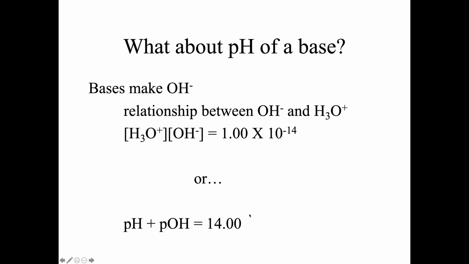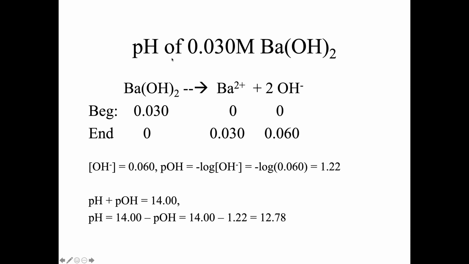So if it's a base, we want pH. So how do we do pH of a base? So let's go through it. So let's do pH of 0.03 molar barium hydroxide. So we start, same approach, balanced chemical equation. Barium hydroxide breaks into ions. We start with 0.030, nothing and nothing. We want to know what happens at the end. So the 0.030 becomes 0.030 barium, 1 to 1. 0.060 hydroxide because there's 2 hydroxides. So again, this is pretty straightforward stoichiometry. You've done stuff way harder than this. That means the hydroxide is 0.06.